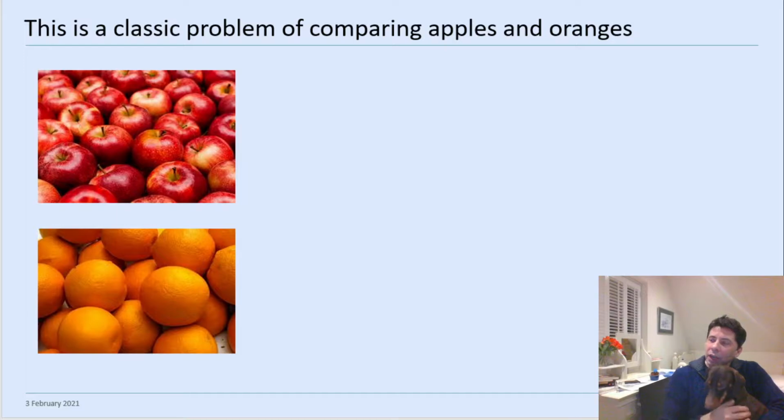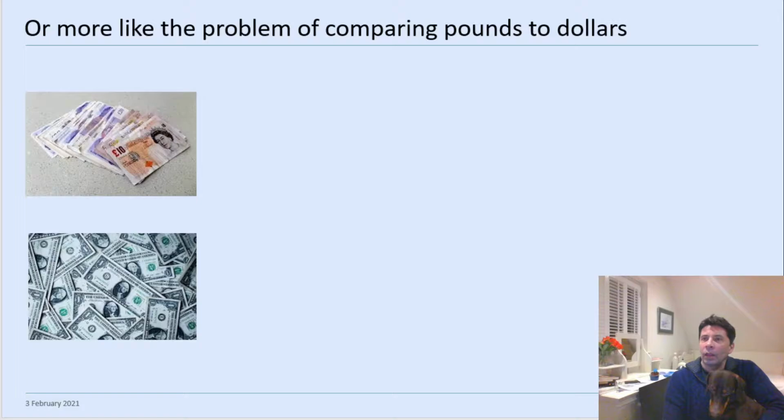But I think if we're trying to do it mathematically, it's the problem of comparing apples and oranges. So if I say to you, what is more, 4 apples or 3 oranges, you would say, well, is it more cost? Do you mean more vitamin C? Do you mean more delicious? Do you mean more weight? You know, you're sort of trying to compare two things that are quite different.